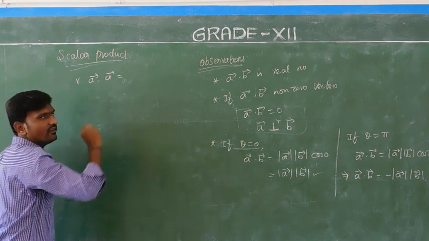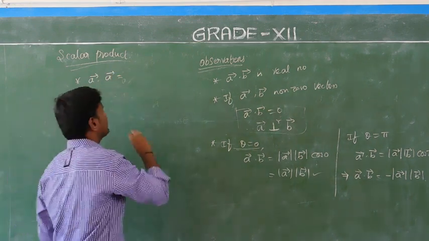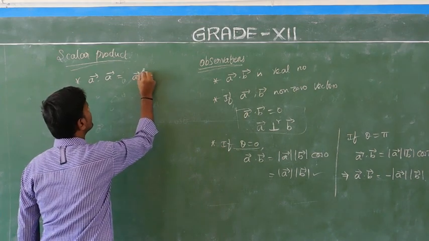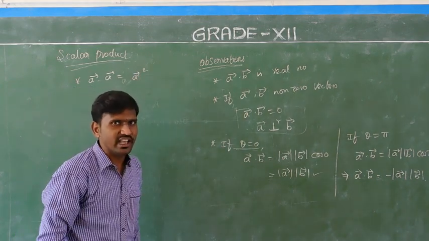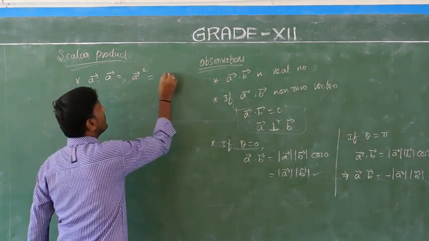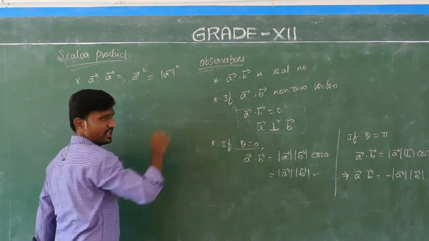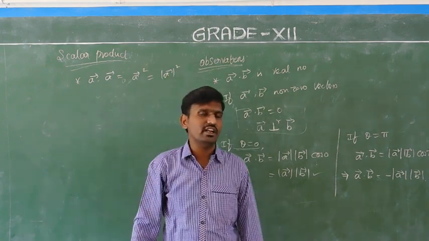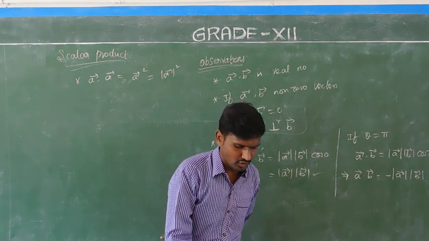A vector into A vector. How to represent it? You know that it is the modulus of A vector the whole square. You have to mention it like this, or otherwise modulus of A vector the whole square. So like that also you can mention. It's not a problem.